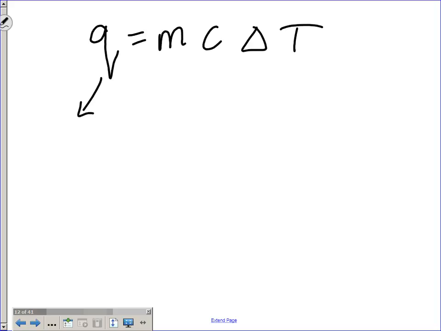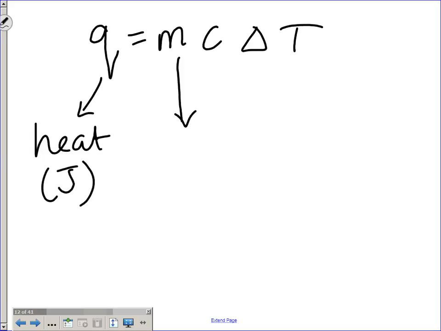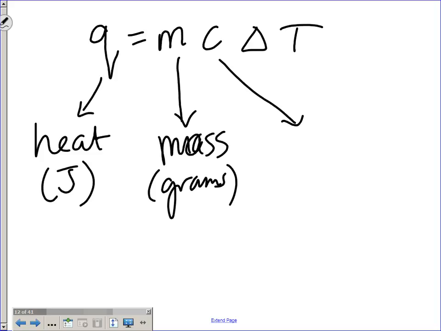What does this Q stand for? Shout it out. Heat, right? So you're writing down the variable, the name of the variable, and then the unit that the variable is generally expressed in. What unit is heat generally expressed in? Joules, right? So J for joules, right? What does this m stand for? Mass. And generally, what's mass going to be expressed in? Grams, okay? And then C, we'll get to in a second, okay?